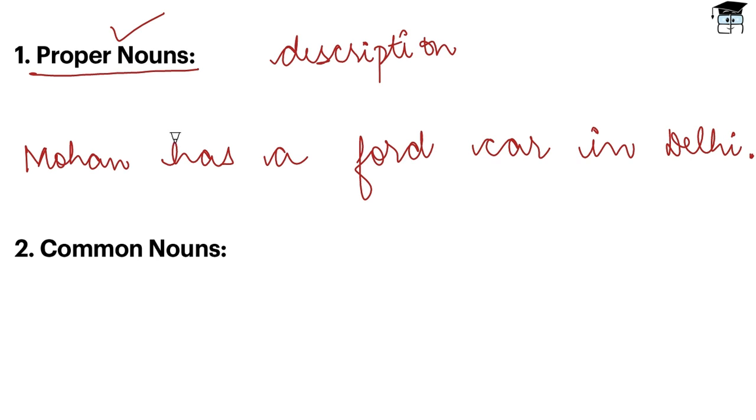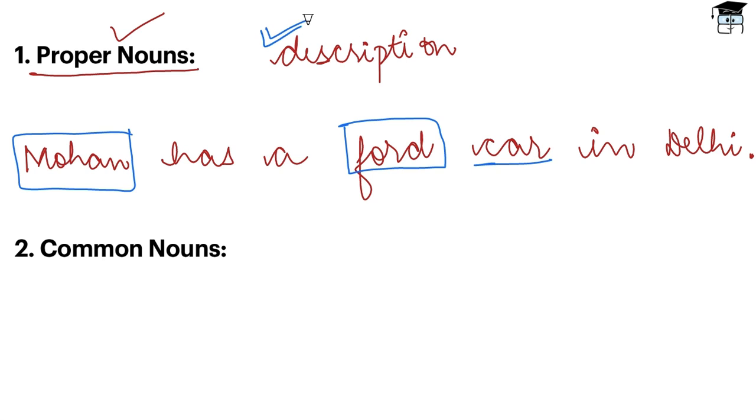Now in this statement, Mohan is the name of a person, right? So it is providing me the description of that person. Similarly, Ford is the brand name of the car. Right, so it is again providing me the description of the car. Similarly, Delhi is the city name in which the car is belonging to. So that means that is again providing me a description of the place. Right, so these kind of specific names that provide description are known as proper nouns.